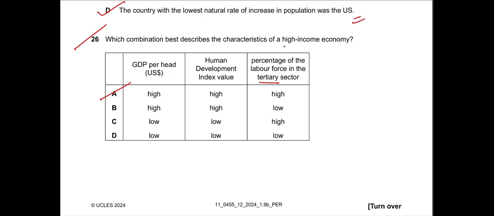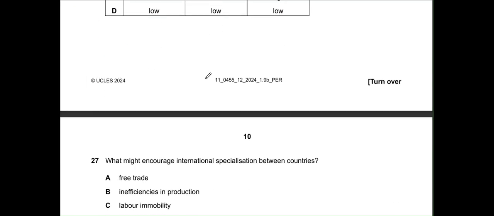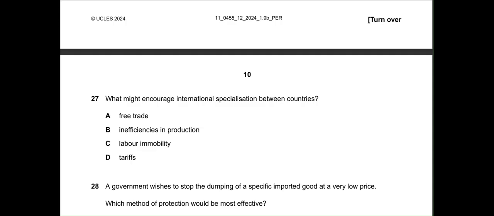The question is about a high income economy, so this is a direct question. All three of these things in combination should be high, and only then will it be one of the characteristics of a high income economy. Okay, direct question. Now moving ahead with the next question, question number 27.